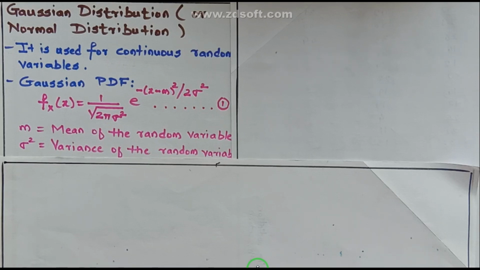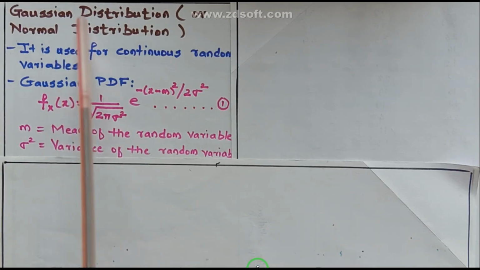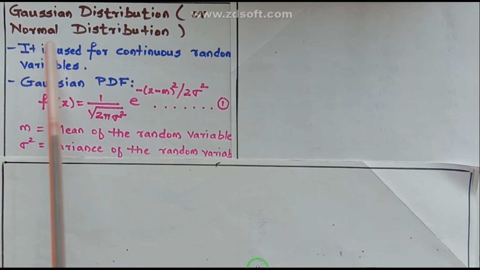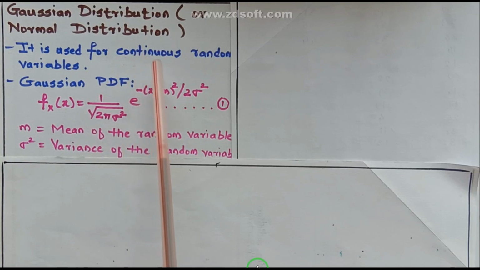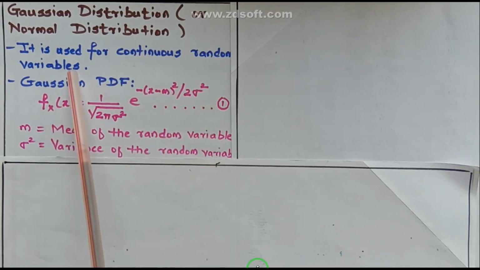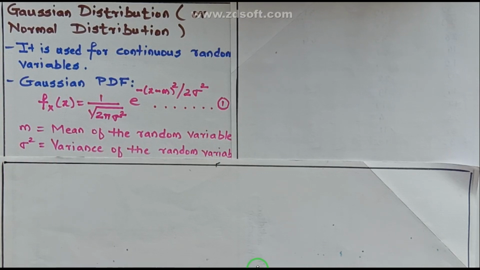Before studying Gaussian process, first we will have a quick revision of Gaussian distribution, which is also called normal distribution. Now this Gaussian distribution is basically used for continuous random variables. It is perhaps the most important PDF in the area of communication. The majority of noise processes observed in practice are Gaussian, and many naturally occurring experiments are characterized by a continuous random variable with Gaussian PDF.